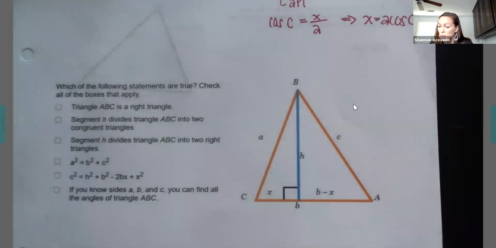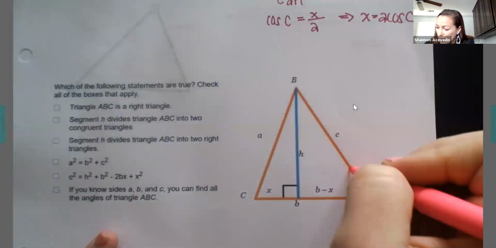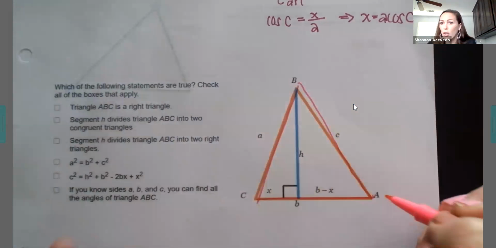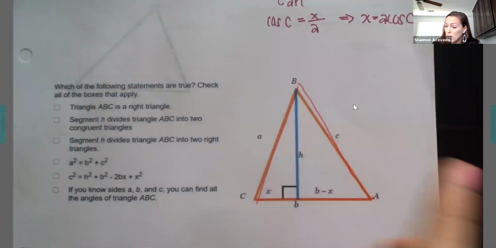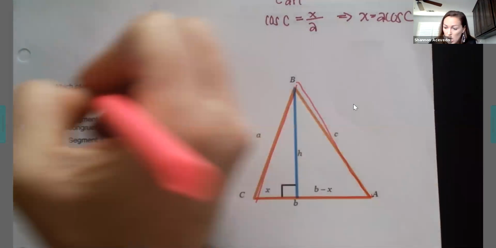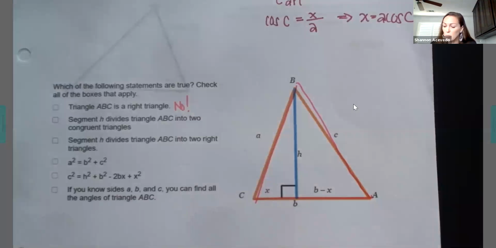Triangle ABC is a right triangle. So I look here and I go, is this a right triangle? No. Inside it, there are some right triangles, but triangle ABC is not a right triangle. So this was a no.